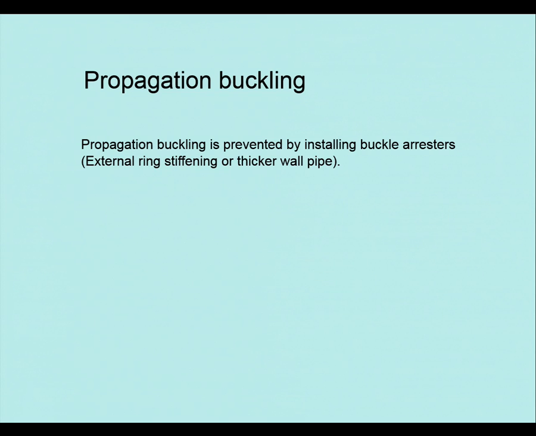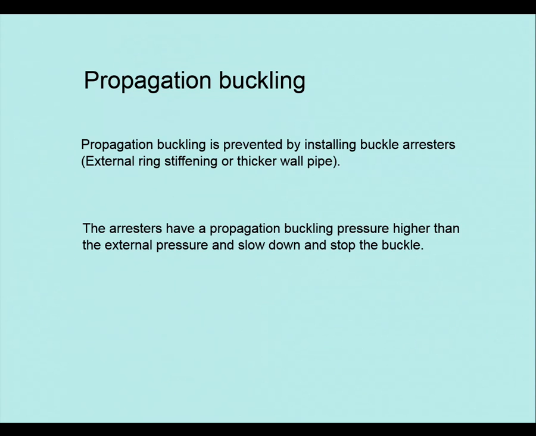You've got to be sure that when you're laying it down with a buckle arrestor on it or a thicker wall section, you're not overcoming one problem and making another one. So arrestors stop propagation. I've not known a pipeline to have buckle arrestors on them for ages. It was a popular way of doing it before, but we don't seem to do it anymore.